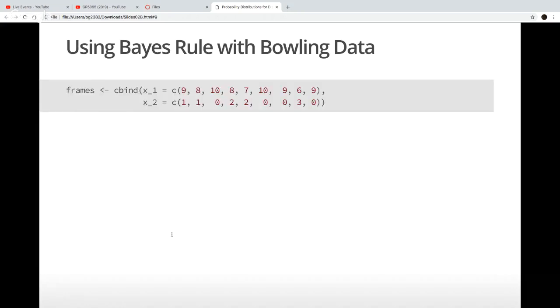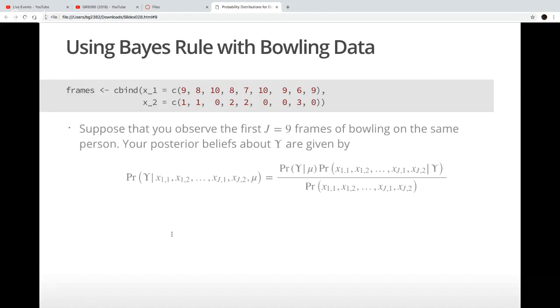Okay, so how do we use Bayes' rule? Let's say we have some data on 9 frames of bowling, because the 10th frame is a little bit weird. So let's say we observe the first 9 frames of somebody bowling. How will we update our beliefs using Bayes' rule? Our posterior beliefs about the person's upsilon are given by the conditional probability of upsilon given 9 frames worth of data that have 2 rolls on each frame, unless it's a strike, in which case the second roll we'll call 0, and mu, which was our initial expectation for what upsilon is.